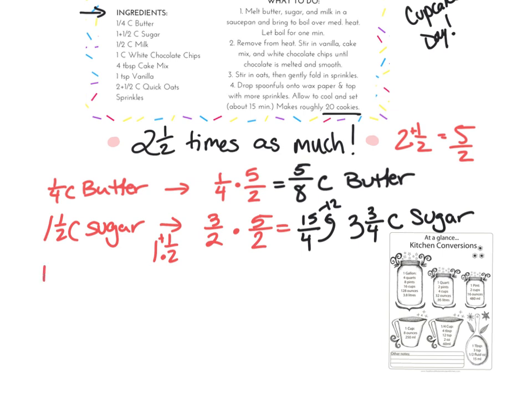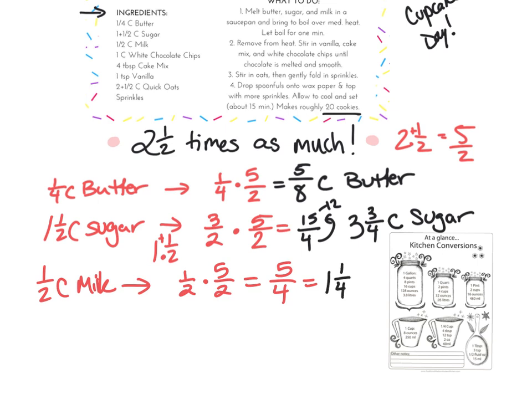And now the 1/2 cup of milk, I'm going to multiply 1/2 times 5 halves. That is the same as multiplying across, 1 times 5, 2 times 2. Simplifying that fraction, 4 goes into 5 one whole time with 1 of the remaining 4 left over. So I need 1 1/4 cups of milk.